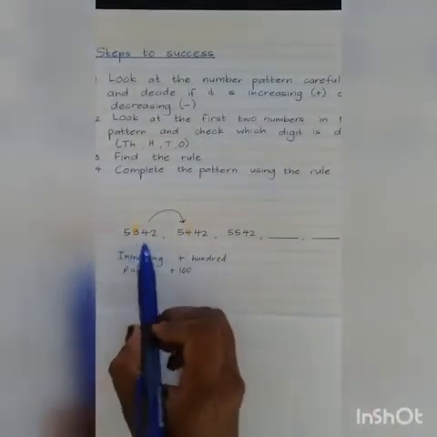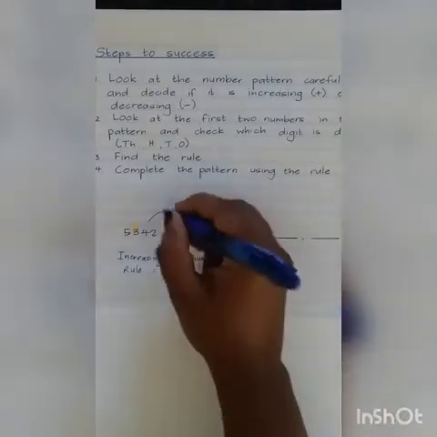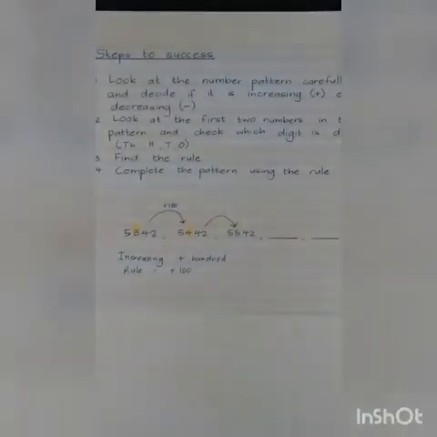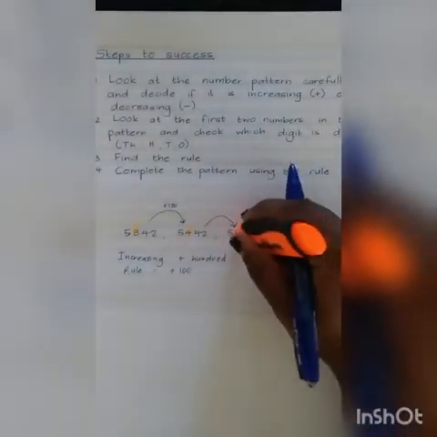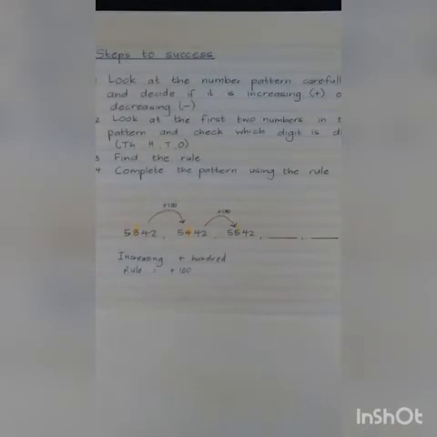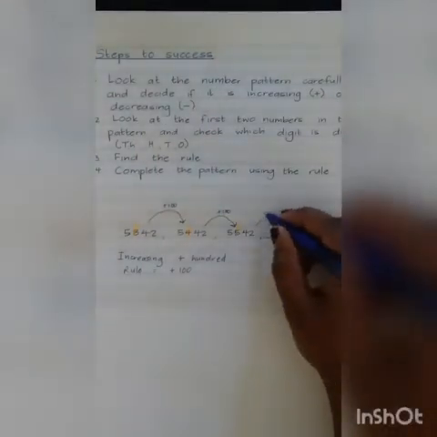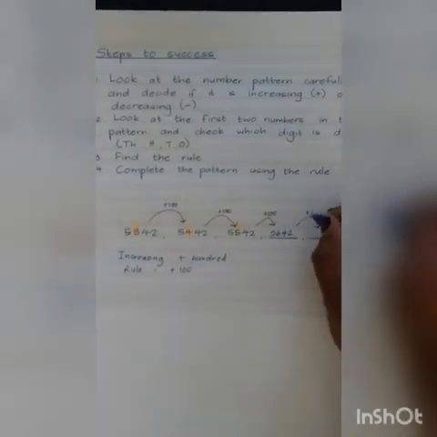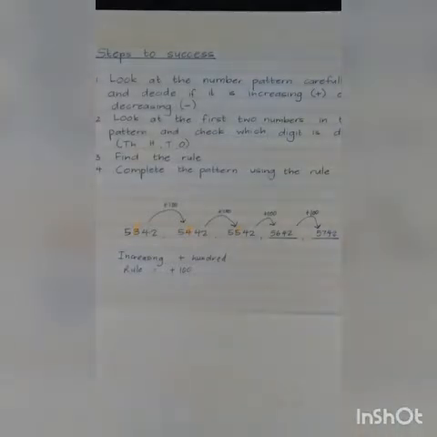From 5,342 to 5,442, we added 100. 5,442 to 5,542, again added 100. To find the next number in the pattern, we will need to follow the rule, which is add 100, giving us 5,642. Once again, we will follow the rule of adding 100 to get the next number, and our answer will be 5,742. Awesome.